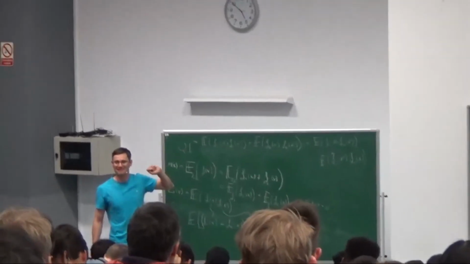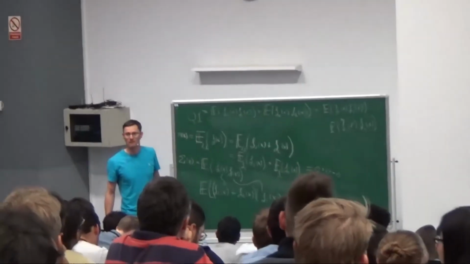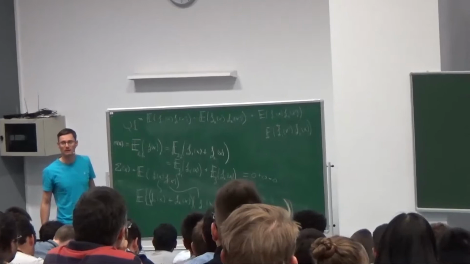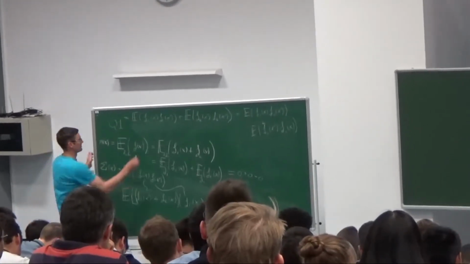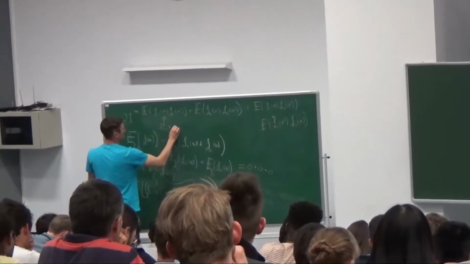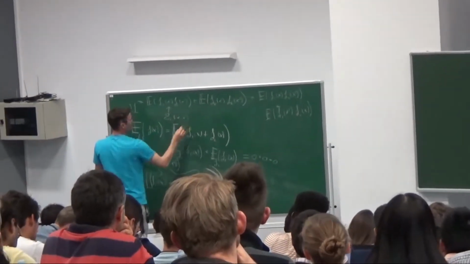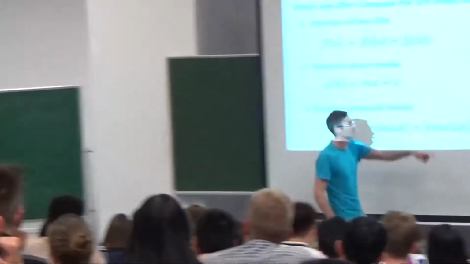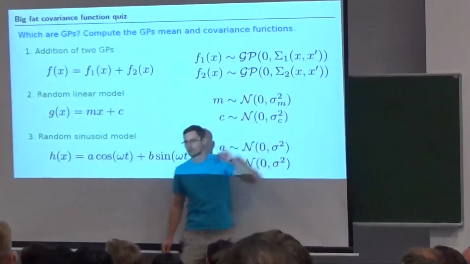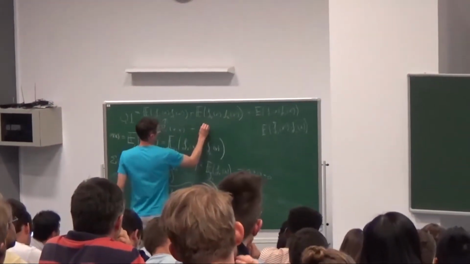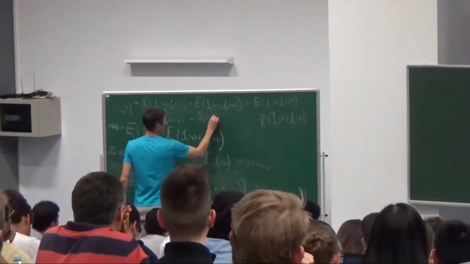What did you notice next? So that's the definition of the covariance, and we have sigma 1 plus sigma 2. So this one is sigma 1 of x, x prime. Remember the mean of f1 is 0, so that's equivalent to the covariance, which is this thing here. And similarly for the second process, this is sigma 2.